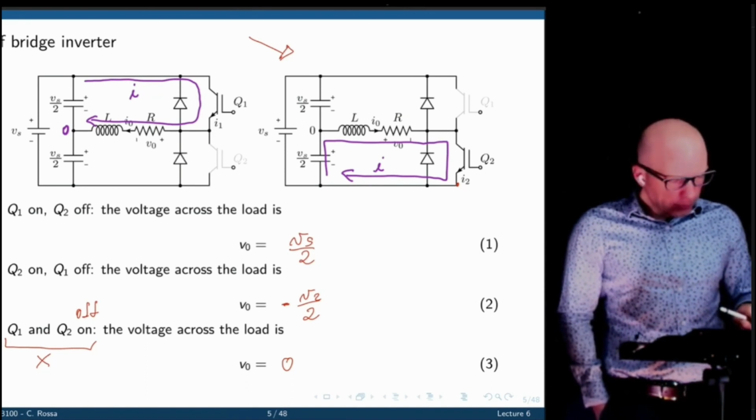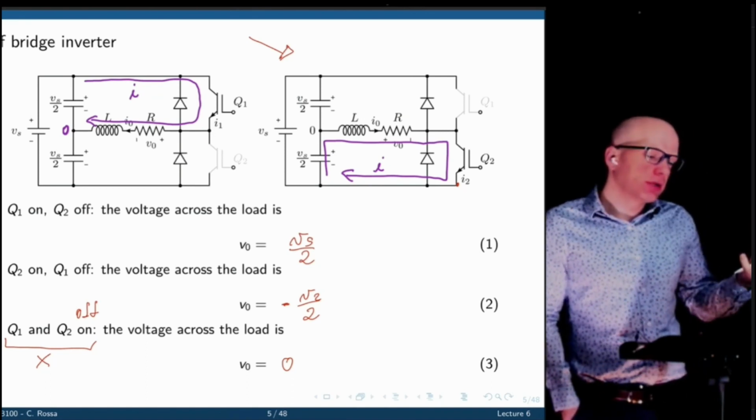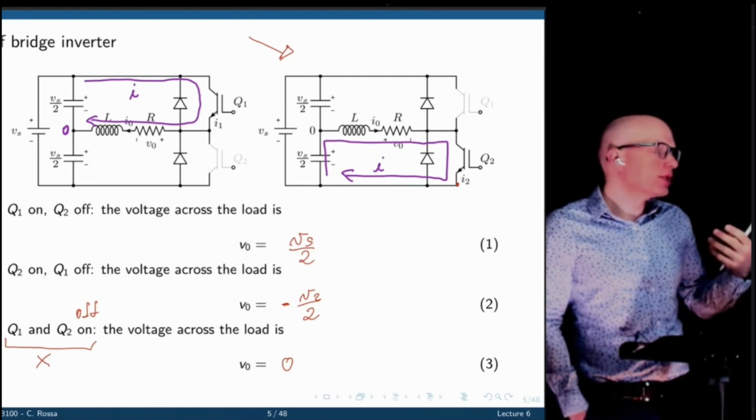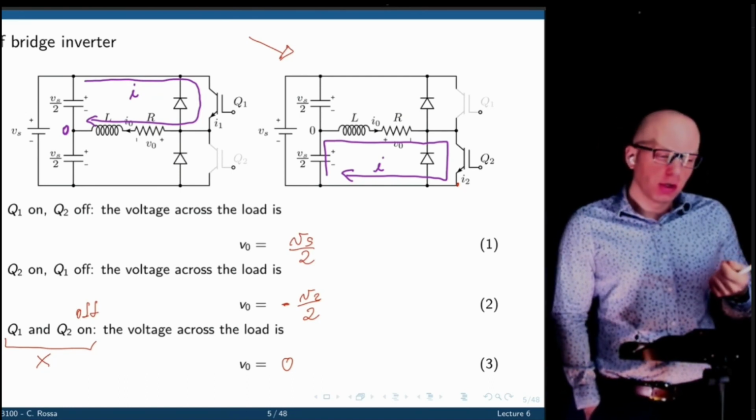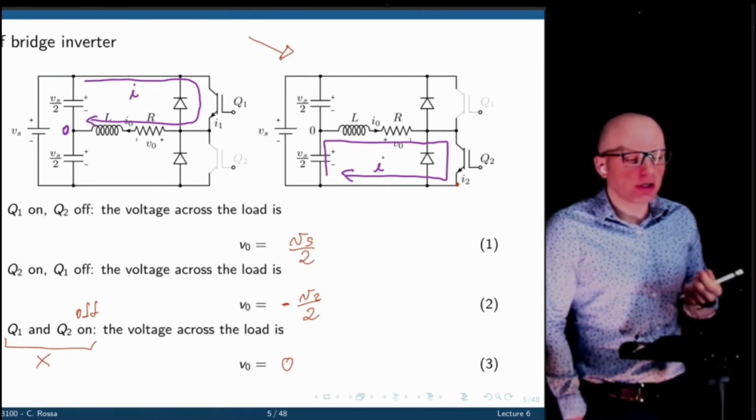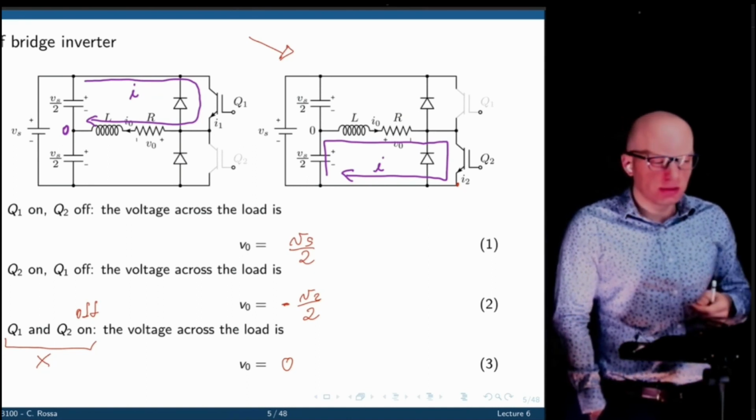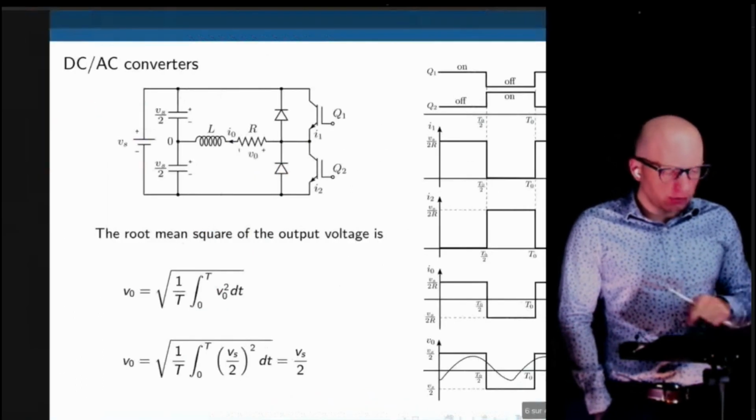Okay. The threshold still applies, right? But the threshold is not a feature of a diode. It's more like a limitation of a diode, right? Ideally, that threshold wouldn't exist. But it turns out to be 0.7 volts.